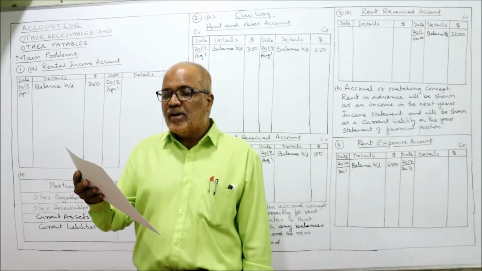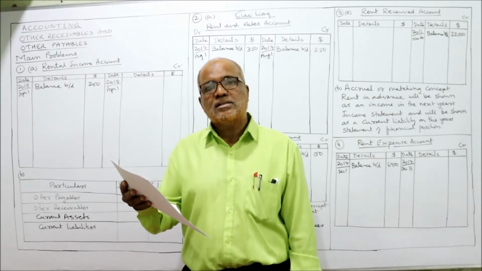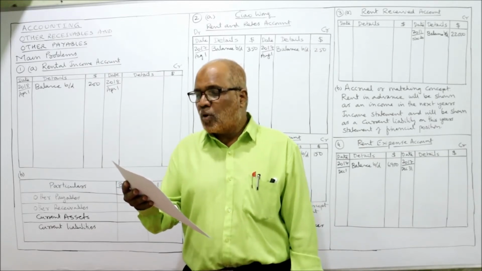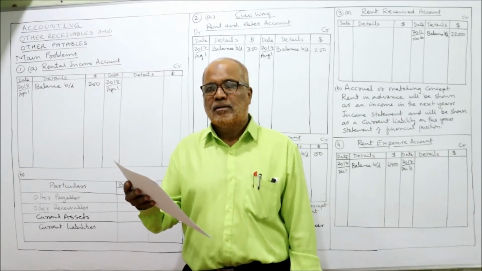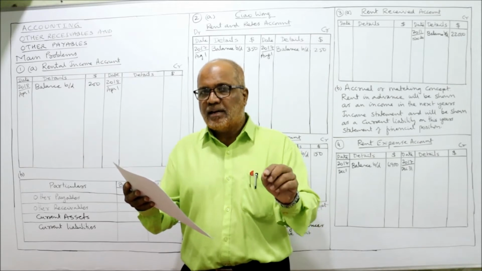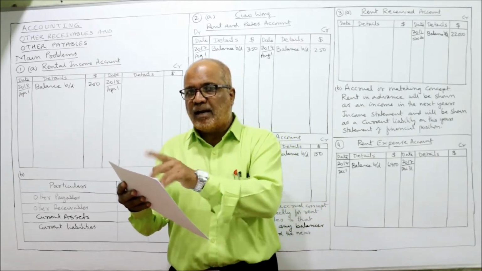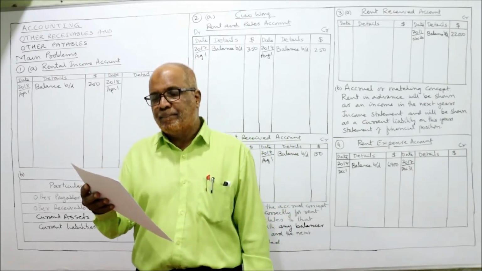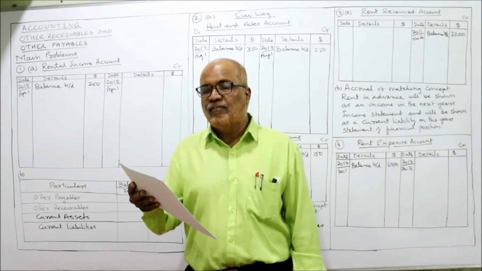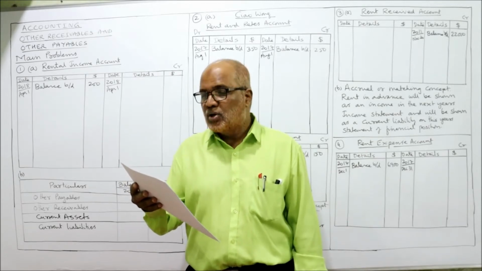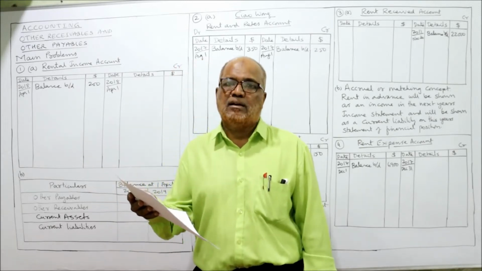So details are given. 1st April 2018, $800 are received for 4 months ending 30th June 2018. So on 1st April, $800 were received for 4 months, and these 4 months are ending on 30th June 2018. Next, 1st July 2018, $1,500 are received for 6 months ending on 31st December 2018.